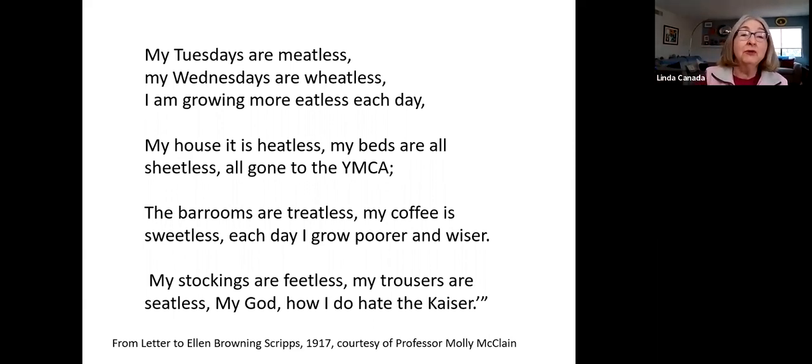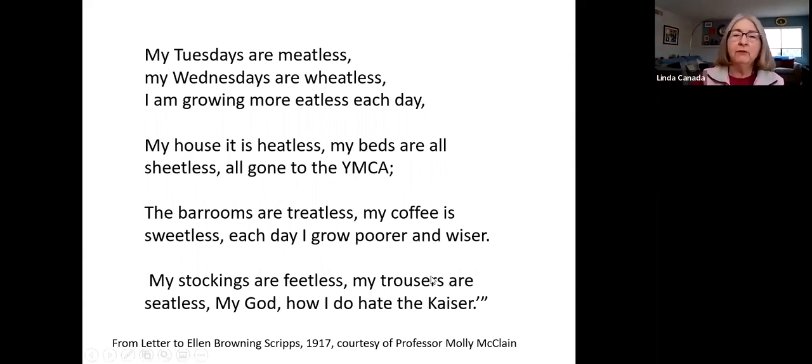It's kind of cute. My Tuesdays are meatless, my Wednesdays are wheatless, I'm growing more eatless each day. My house, it is heatless, my beds are all sheetless, all gone to the YMCA. The bar rooms are treatless, my coffee is sweetless. Each day I grow poorer and wiser. My stockings are feetless, my trousers are seatless. My God, how I do hate the Kaiser.